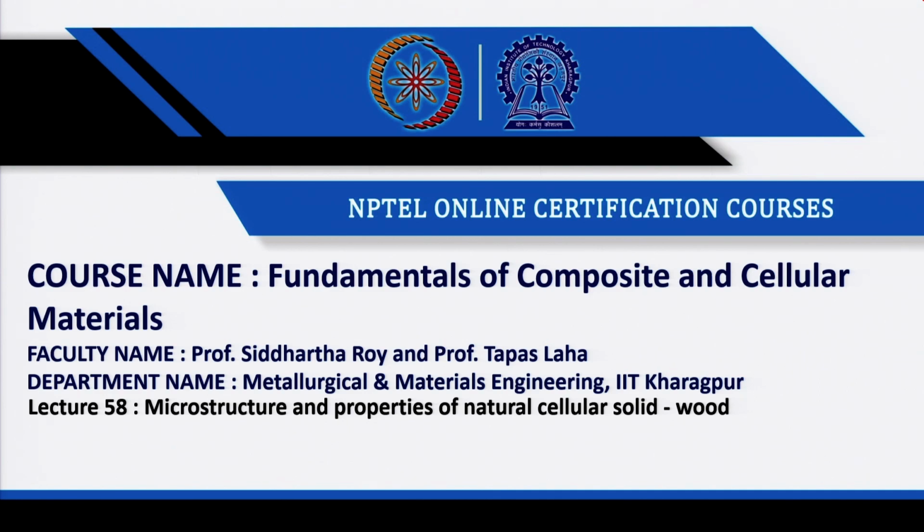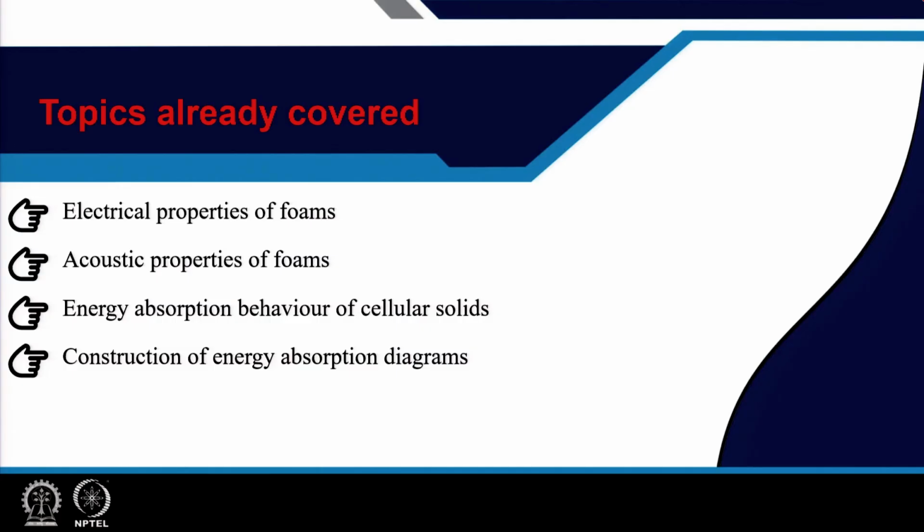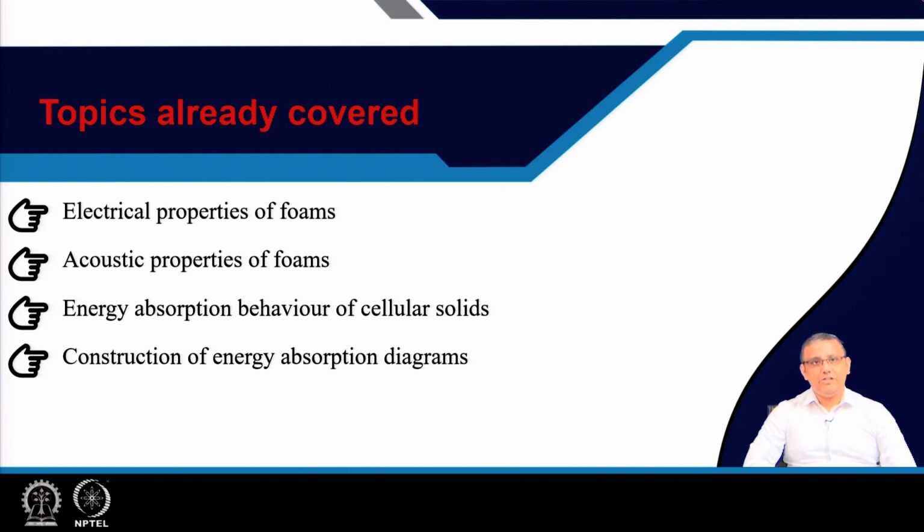You will see in this lecture that wood is a classical example of a natural cellular material, which has both a high amount of porosity and also a graded structure, which is very important for structural applications. In the last lecture we covered topics like the electrical properties of foams, acoustic properties of foams, energy absorption properties of foams and also the construction of energy absorption diagrams for cellular materials.